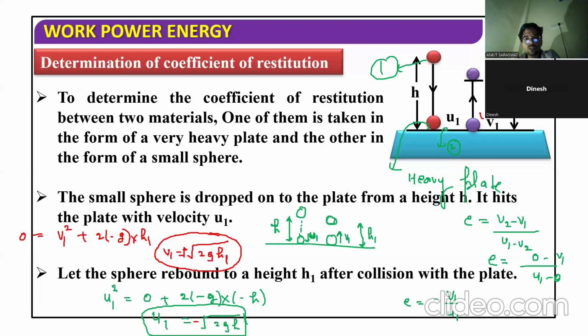u1 is minus because velocity will tell the direction of motion. Initially it is going down. Down means minus. v1 is up. Clear? The ball is going up, so v1 is positive. Now put the value, you will get the answer. u1 is minus. So what is the coefficient of restitution? You will get a direct relation. v1 is under root 2g h1 and u1 is minus under root 2g h. Clear?